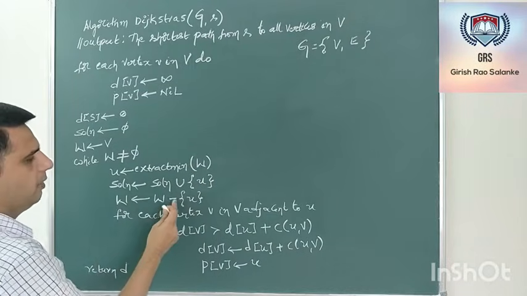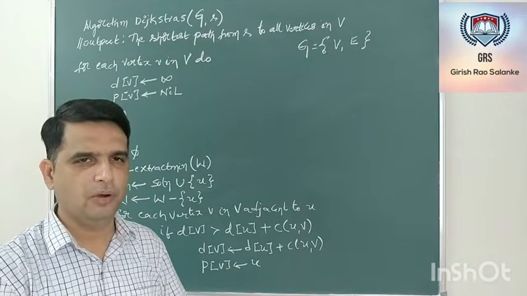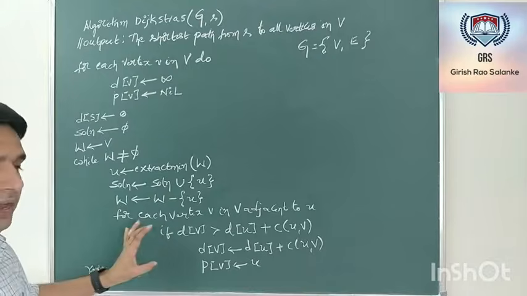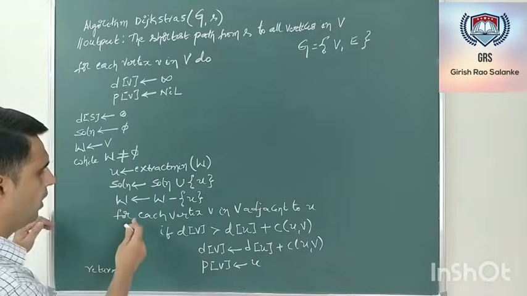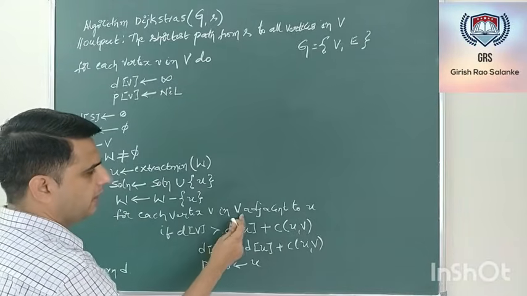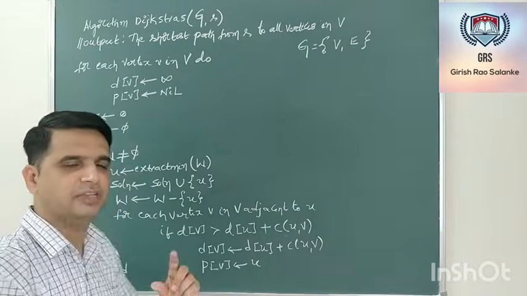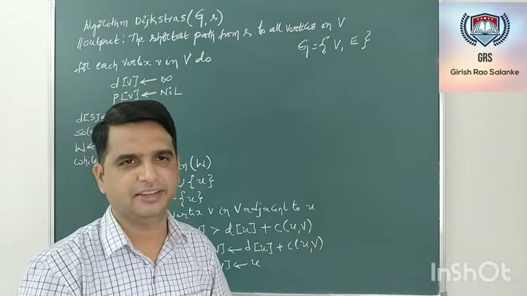W is equal to W minus U. Now, once I extract a node from W, I need to do relaxation. So, this is the relaxation part. I need to do relaxation for all the adjacent nodes of U. So, there is a for loop here. For each vertex small v in capital V which is adjacent to U, only those nodes which are adjacent to U can have their distance updated.